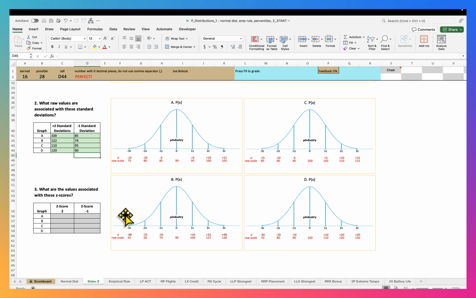So the z-score of 2, that's effectively plus 2 standard deviations, so that's 122. Maybe not. Oh, sorry, I was reading the wrong graph. So it's this one here. So it's 100. Z-score of -1 is 85.